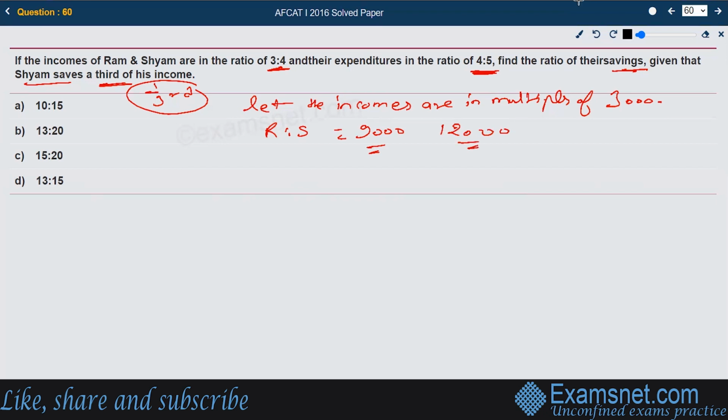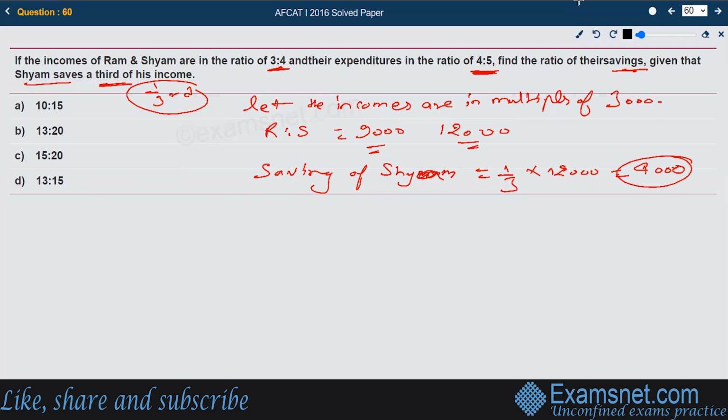Now what he's saying is the saving of Sham is one third of his income. So how much is the saving of Sham? One third of the income of Sham, which is 12,000, gives me 4,000. So this is what he is able to save, the value of 4,000 rupees.